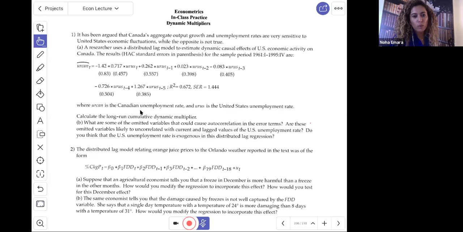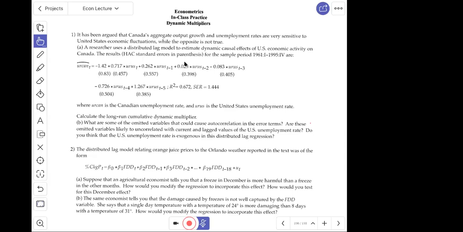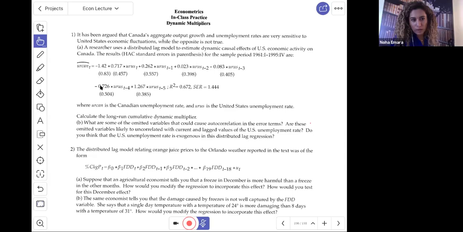To compute the cumulative dynamic multiplier, you go from the impact effect of today and add up these numbers, not their standard errors, the numbers themselves. And just notice there is a subtraction here. So this plus this plus this, minus this plus this, you will get the answer, which is 1.46. This is called the long run cumulative dynamic multiplier.